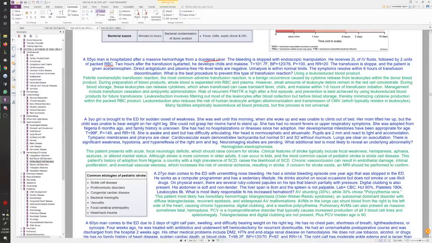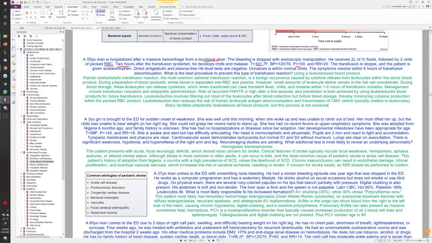2 hours after the transfusion is started, so it's still happening, he starts developing chills and malaise. And then boom, he has fever, which is indicative from the chills he's getting. His blood pressure is fine. Pulse is on the higher end. So I'll highlight it. Transfusion is stopped and the patient is given acetaminophen.